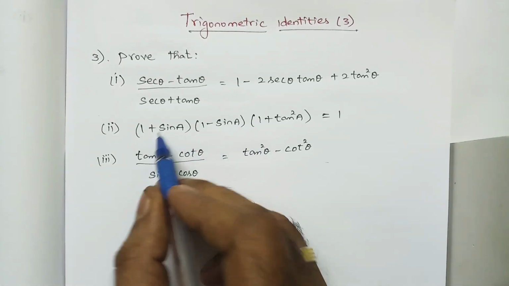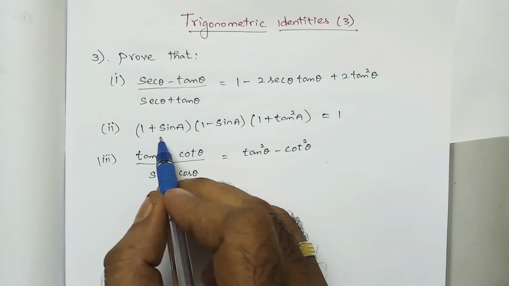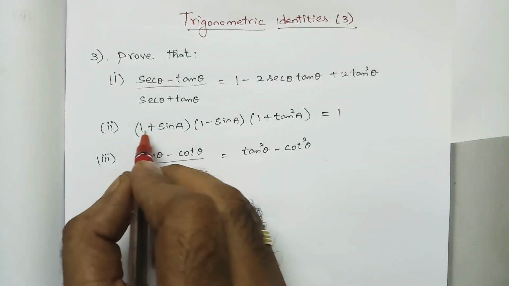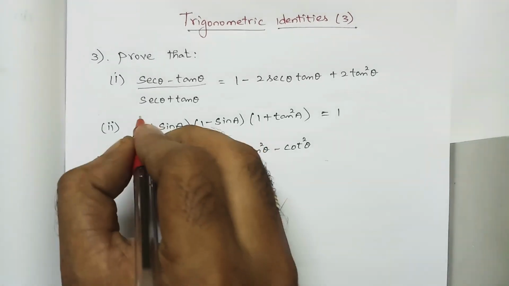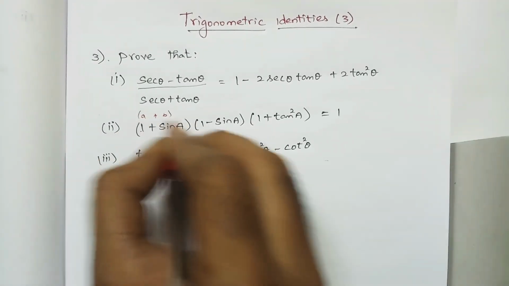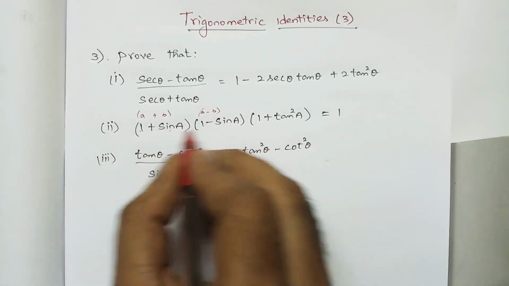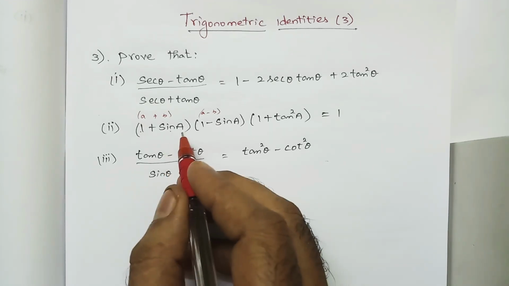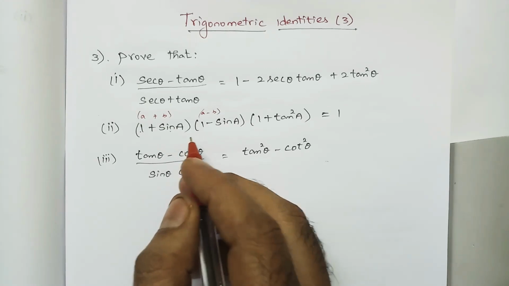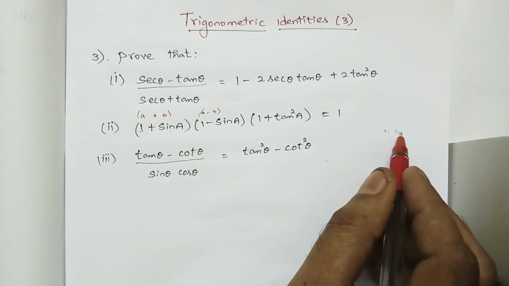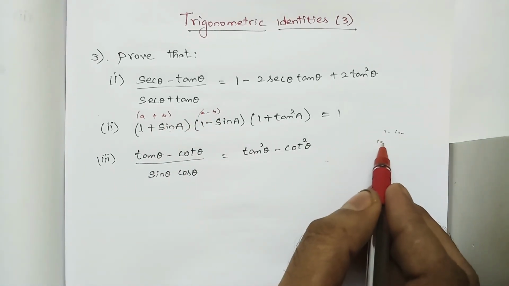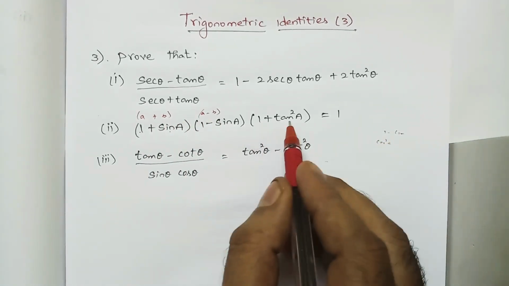See, (1 plus sine A) into (1 minus sine A). How will it be? (A plus B) into (A minus B) is A square minus B square. What is A? 1. What is B? Sine A. So we get 1 minus sine square A. What is 1 minus sine square A? Cos square A. So multiplying these two, we get only cos square A. And here we have 1 plus tan square A.